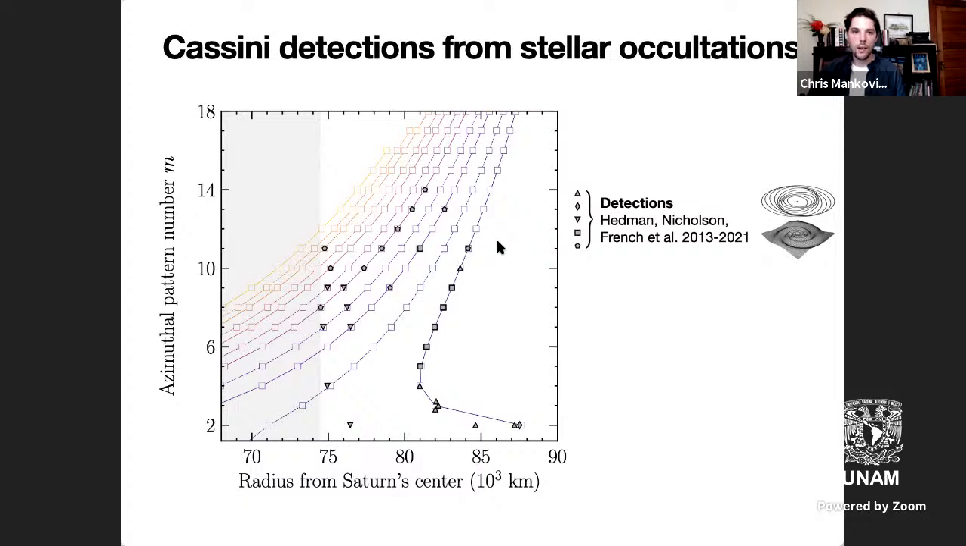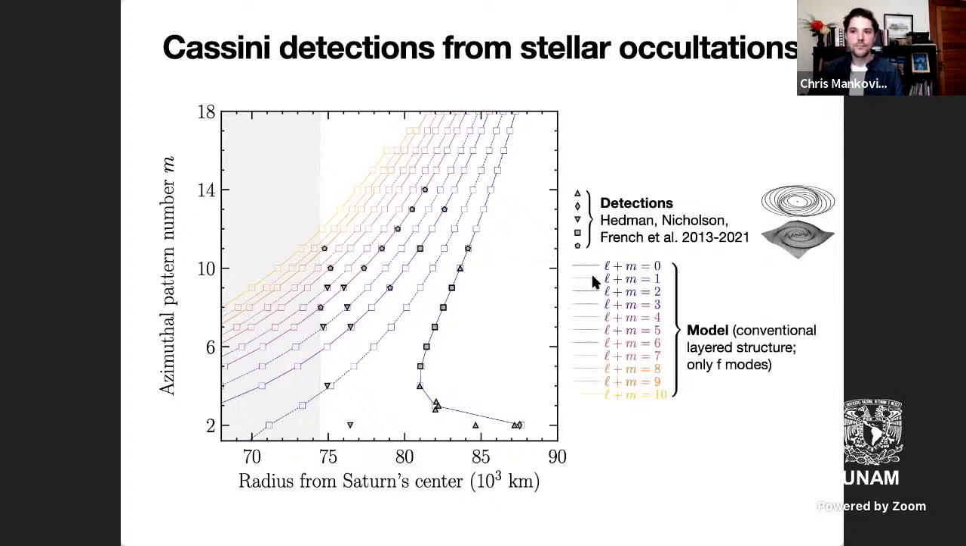And here we're comparing them with a simple Saturn model that just assumes a conventional layered structure, so it has a solid core, and therefore predicts only F modes. Now, there's a lot of detail in these angular labels that I've attached, but you don't have to worry about that for right now. But just to orient you a little bit, I'll point out a couple of the modes.